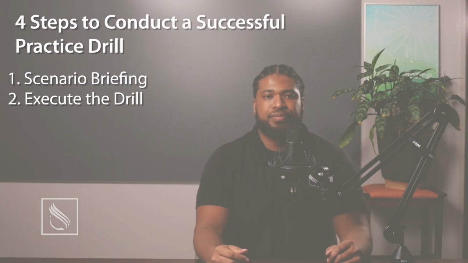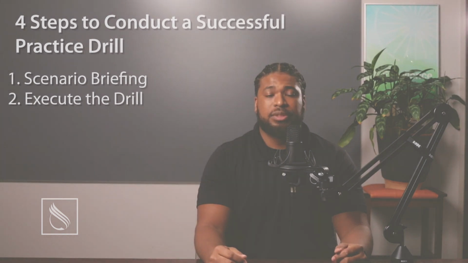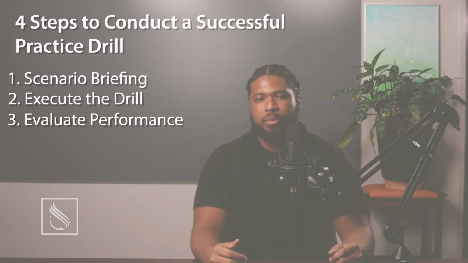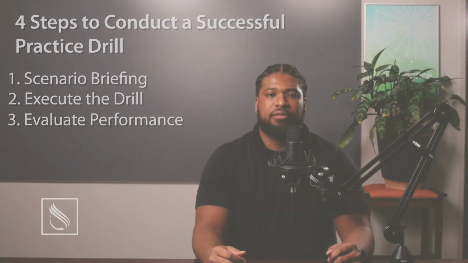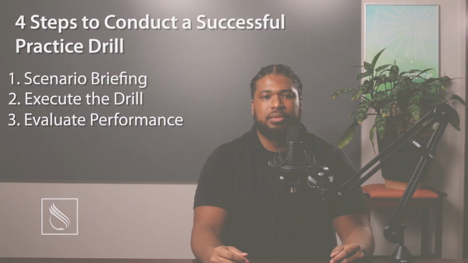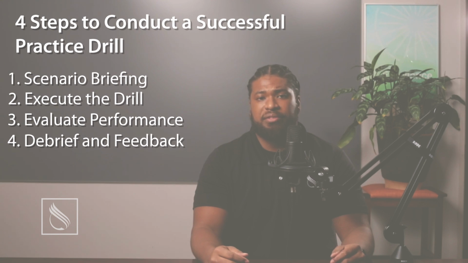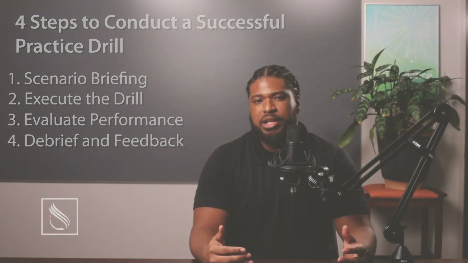Execute the drill. Announce the drill using the code phrase, Code Amber. Allow the team to carry out their roles independently while you observe. Step 3. Evaluate performance. Use the assessment questionnaire from your toolkit to evaluate the team's performance in areas like communication, efficiency, and coordination. Step 4. Debrief and feedback. Gather your team for a post-drill debrief. Discuss what went well, what could be improved, and the next steps for additional training.